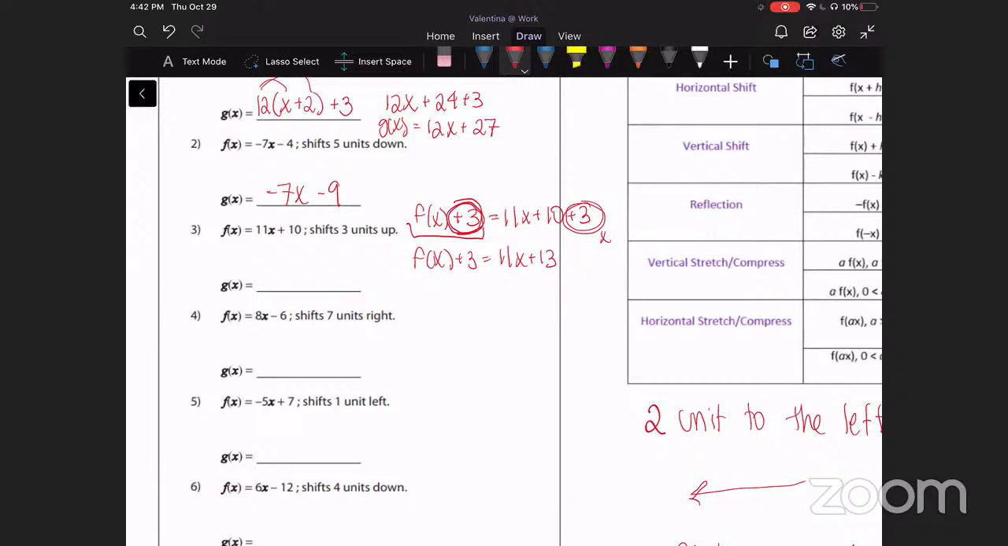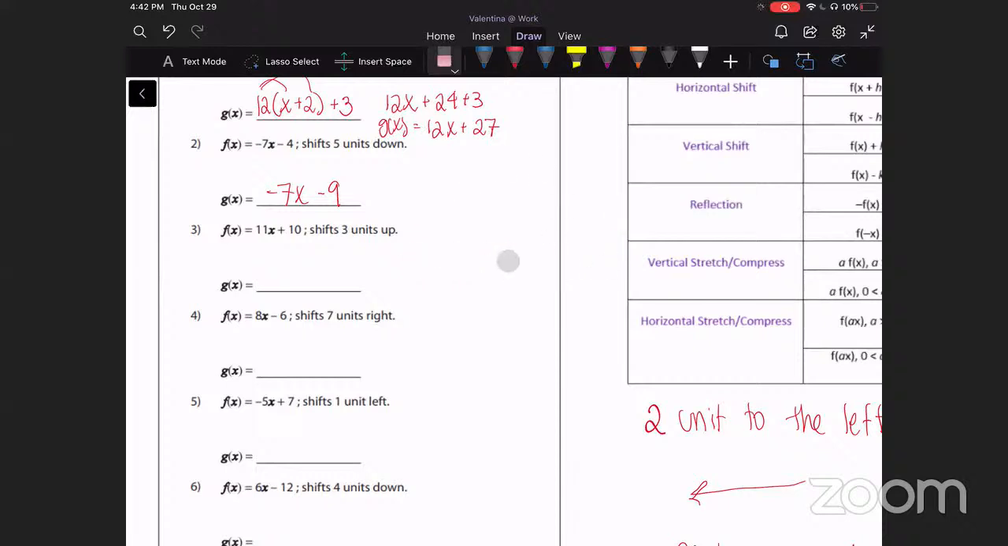So in this case, we're moving up and down, so it'd be a change with respect to the y-axis. So that's going to be our output. That's going to be our whole function. So we're just going to add 3 to our whole function to move up 3 units. And if we do that to this side of the equation, then we need to do the same to the other side of the equation.